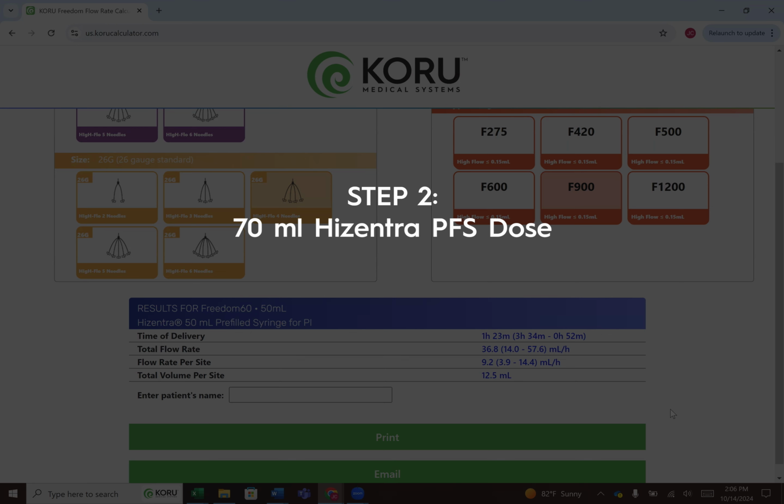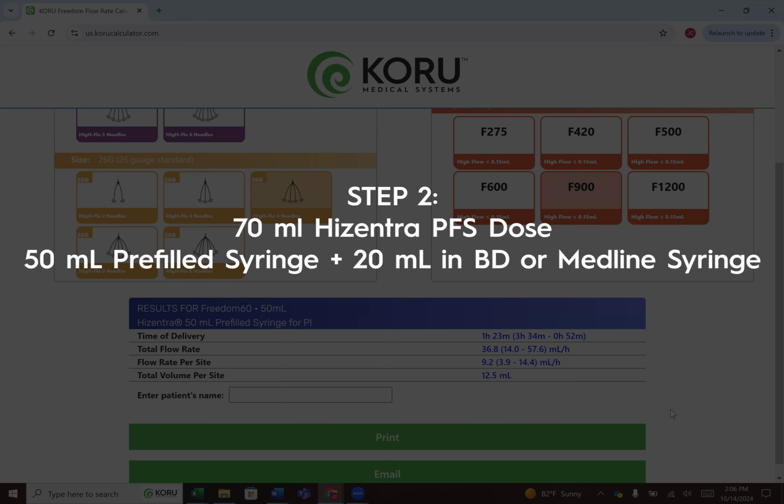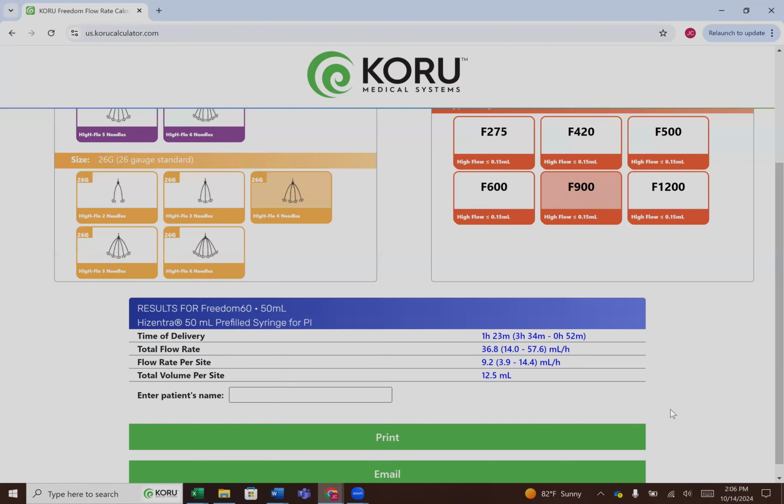For step 2, we will show you how to find the total infusion time for a 70 ml Hizentra PFS dose using a combination of 50 ml prefilled syringe and the remaining 20 ml in either a BD or Medline syringe. For this example, we will recommend opening a second KORU calculator so you can easily see your infusion times.